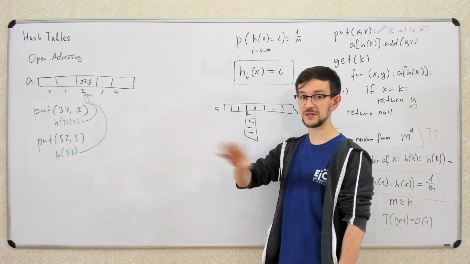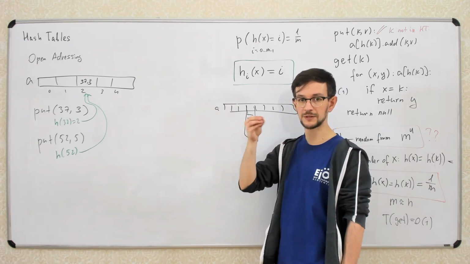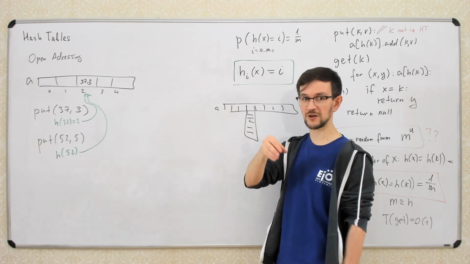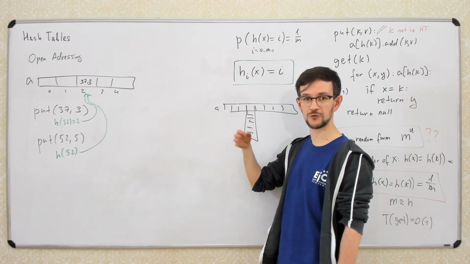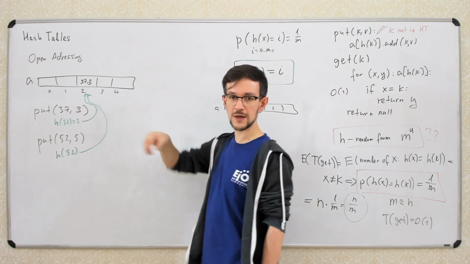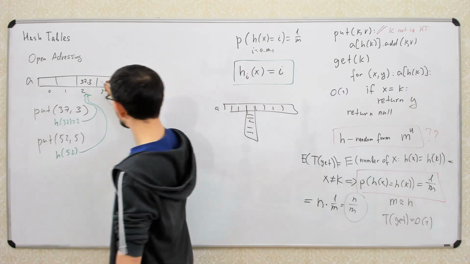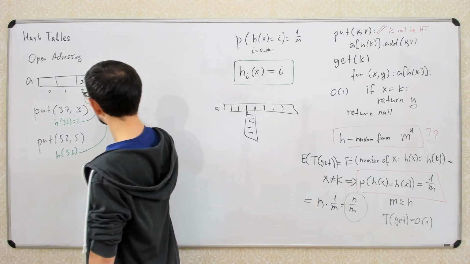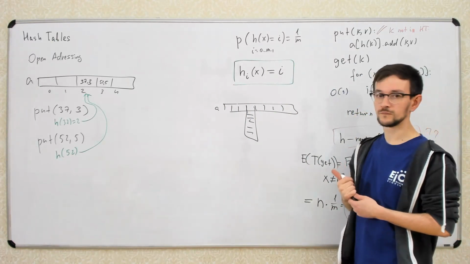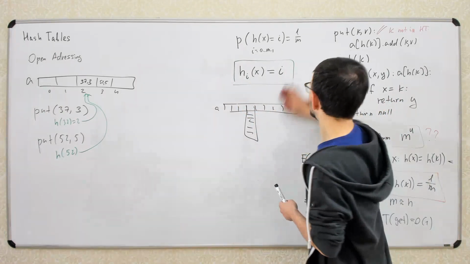The algorithm is very simple. If you try to put some value in the cell, but the cell is occupied, you just go to the right to the next empty cell and put this pair in the closest empty cell to the right. So start from here, go to the right until you find the next empty cell, and then put this pair in this empty cell. That's all. That's the whole idea.